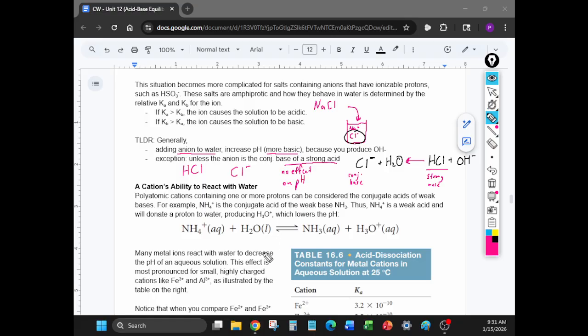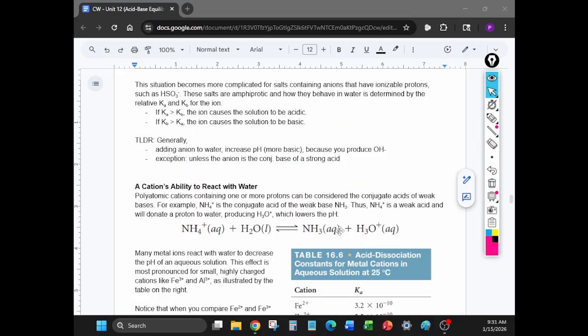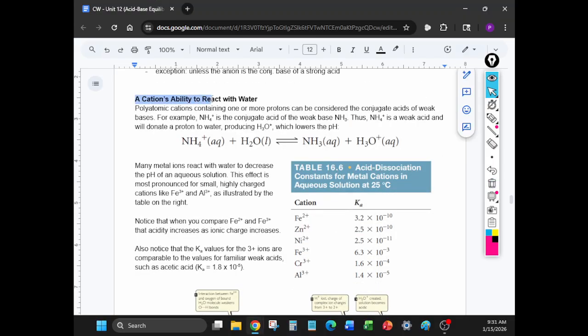Okay, so to summarize, if you add an anion to water, it will typically make it more basic unless it is the conjugate base of a strong acid. And that's the reason why it's important to memorize your 7 strong acids. So we got HCl producing Cl minus. If you have a salt where the anion is Cl minus, it will have no effect on pH. And the same thing for other strong acids. All right, so that is how anions affect the pH of a solution. Let's talk about the cation now. Now, the cation is pretty simple as well.